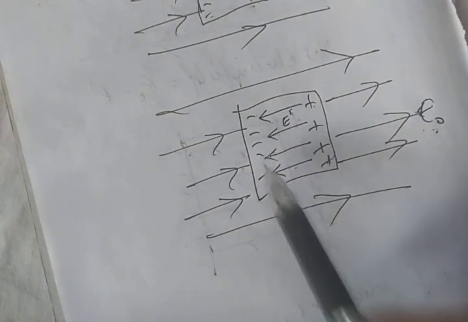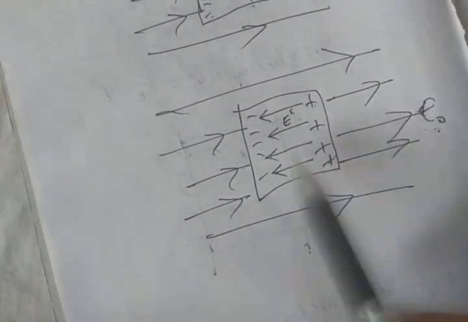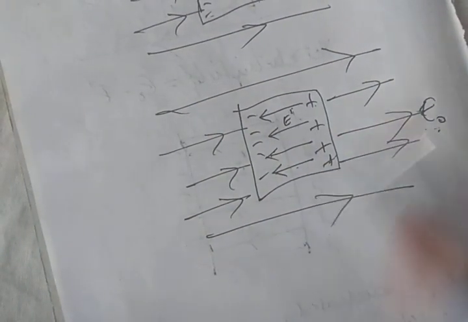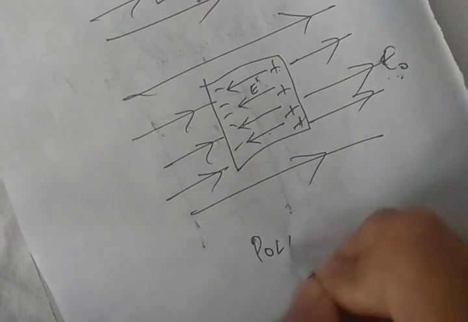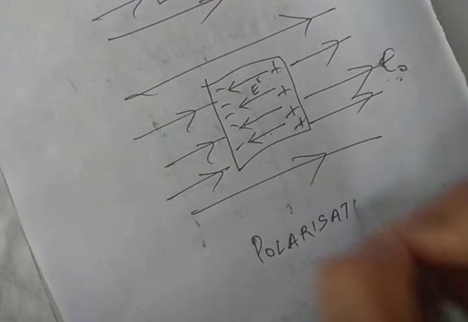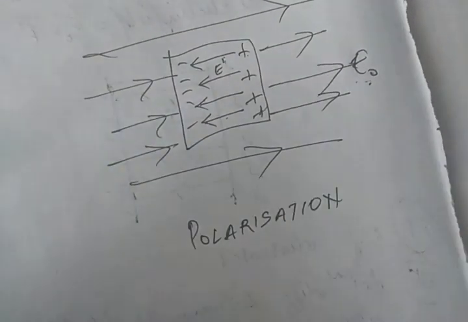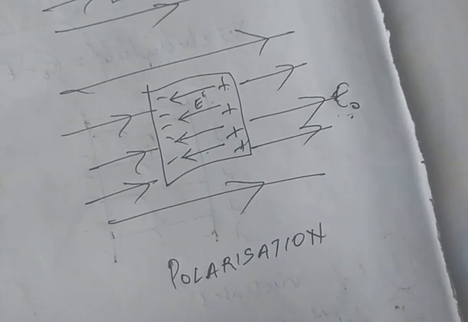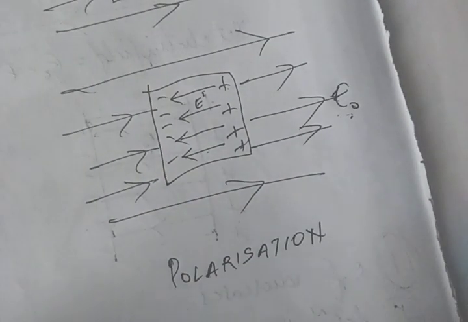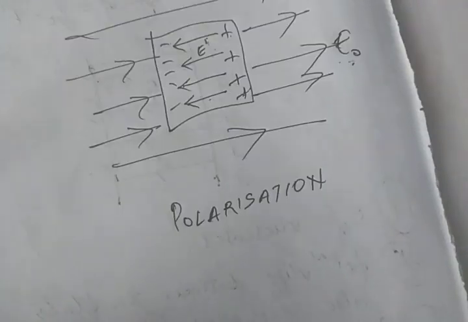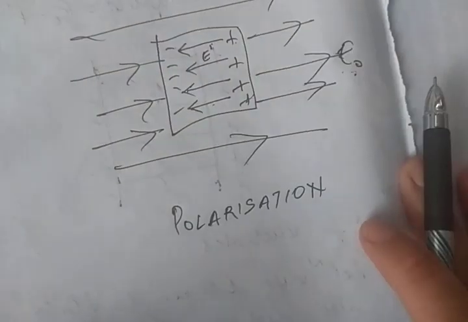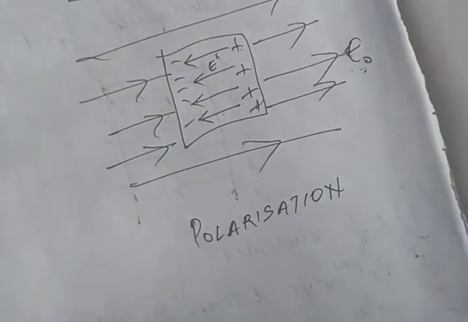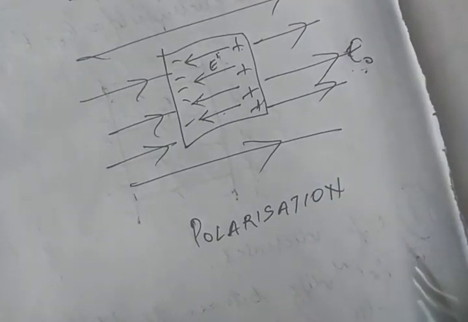By the way, this separation of positive and negative charges that happens when a dielectric substance is placed in an external electric field is what is called polarization. So polarization means separation of charges, positive and negative charges, in an external electric field. This is what is called polarization, remember. To polarize means to separate. Okay, so polarization. Now what else?